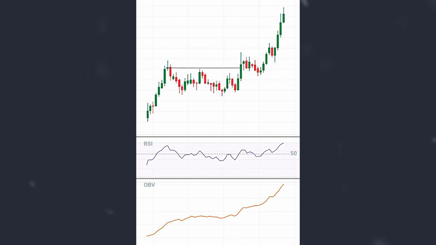Example: on a 1-hour chart, price is moving sideways in a small range. RSI stays flat around the 50 level, showing no clear momentum yet. Meanwhile, OBV begins to rise slowly, suggesting that buying pressure is building. When price breaks above the resistance of the range, a long entry is placed.